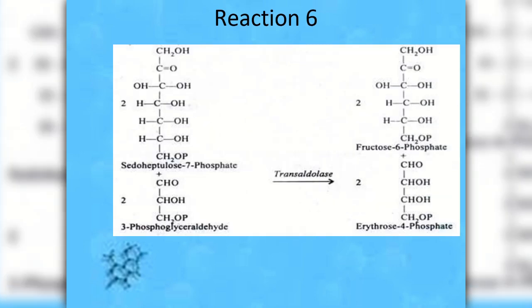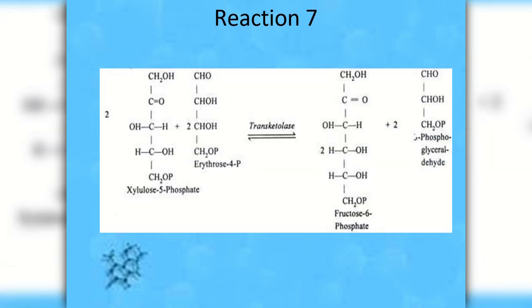Reaction 6. 2 molecules of pseudoheptulose 7-phosphate and 2 molecules of 3-phosphoglyceraldehyde combine in the presence of transaldolase to form 2 molecules of fructose 6-phosphate and 2 molecules of erythrose 4-phosphate, that is a 4 carbon sugar.